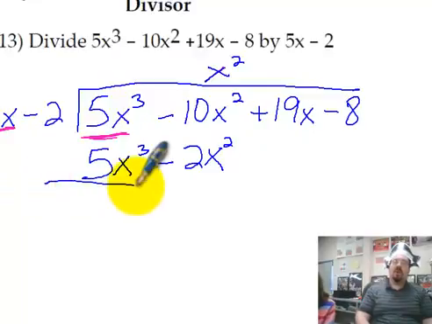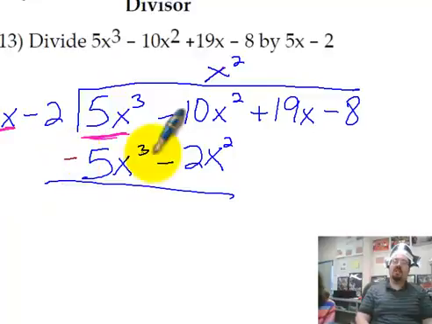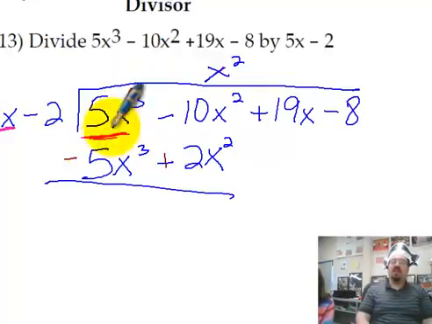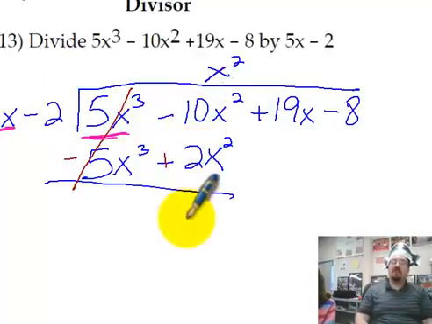And then draw the line and change the sign. I made that up. Mr. Delp did not make that up. I made it up, just in case that ever comes up with anybody.